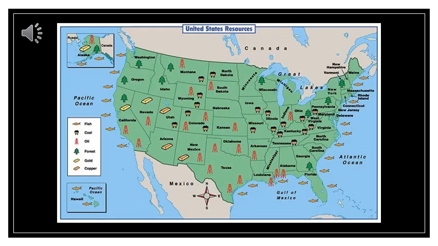You can see on the map the various natural resources like fish, coal, oil, forestry land for wood, for timber production, gold and copper reserves. Resources that proved vital in the emergence of America as an industrial power throughout the Industrial Revolution.